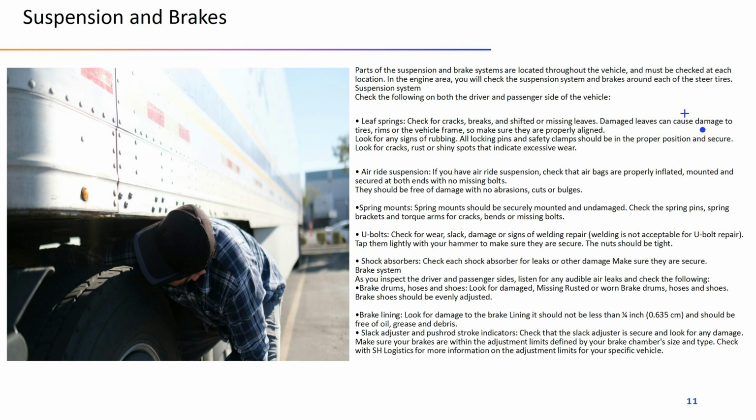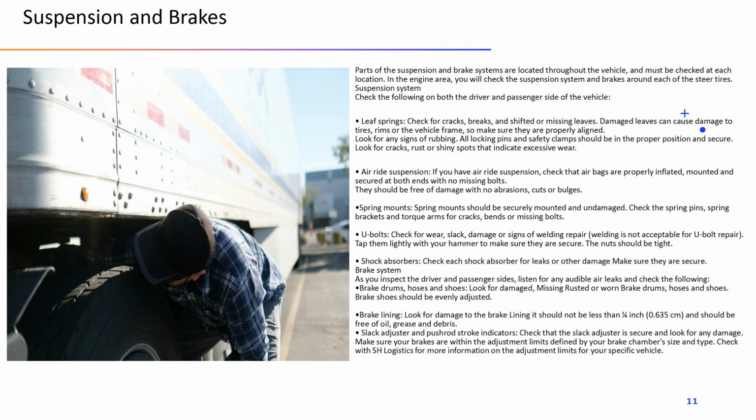Leaf springs. Check for cracks, breaks, and shifted or missing leaves. Damaged leaves can cause damage to tires, rims, or the vehicle frame, so make sure they are properly aligned. Look for any signs of rubbing. All locking pins and safety clamps should be in the proper position and secure. Look for cracks, rust, or shiny spots that indicate excessive wear.